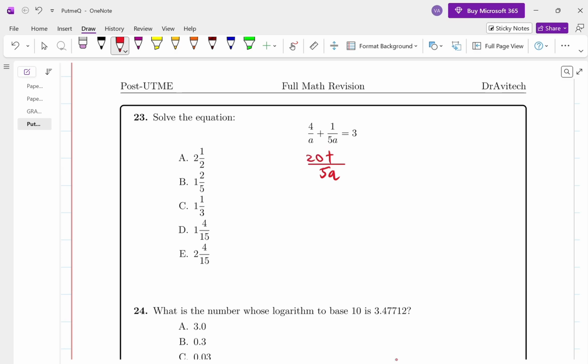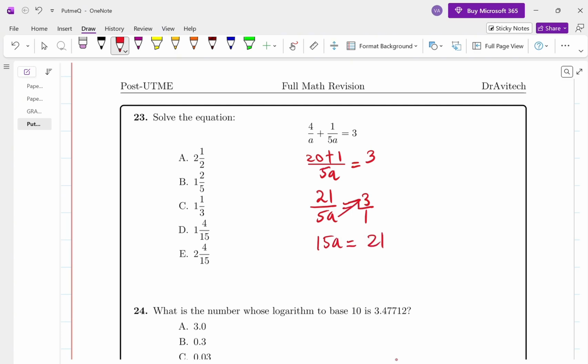Plus 5a divided by 5a is 1. And then times 1 at the top is 1. Equal to 3. So 20 plus 1 is 21, divided by 5a equal to 3. Next, I can put another 1 here and then cross multiply. So 5a times 3 will give 15a. 21 times 1 is 21.